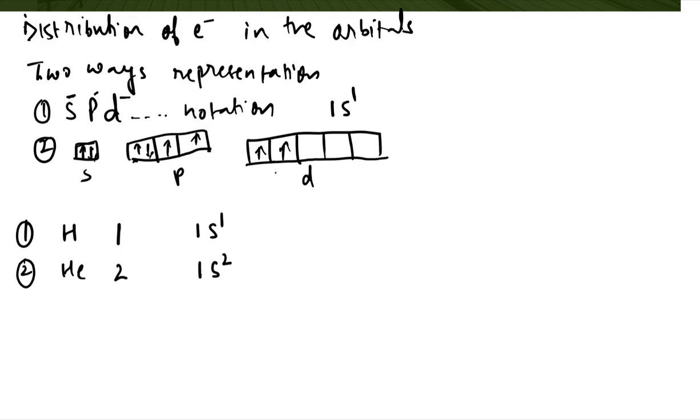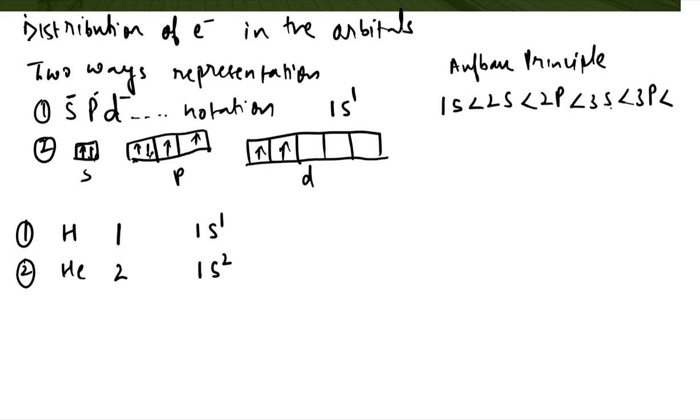Why? Because if you can recall, according to the Aufbau principle, the electrons are filled according to their energy level. The energy level having the minimum energy will be filled first. So 1s has the lowest energy, followed by 2s, then 2p, then 3s, 3p, followed by 4s, then 3d, and so on. Please try to recall that.